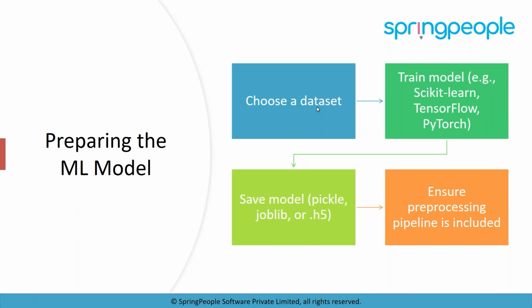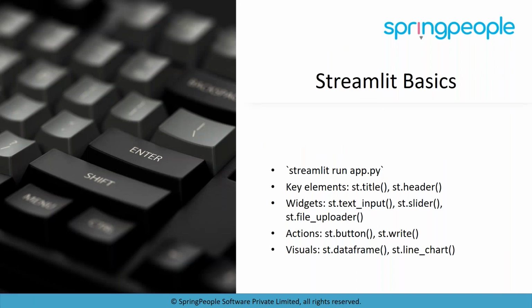Here, for training the model we can use scikit-learn, TensorFlow, PyTorch, anything. After that, you can save the model using pickle or joblib. We need to ensure that the pre-processing pipeline is included also. Pre-processing is very important in preparing any data set for a model.